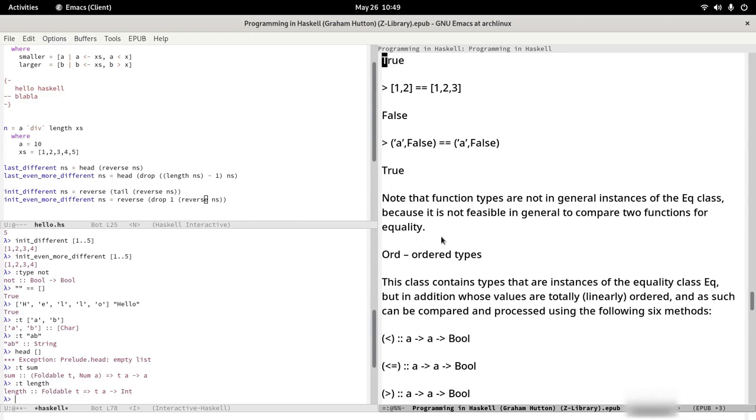Note that function types are not in general instances of the Eq equality class, because it is not feasible in general to compare two functions for equality.